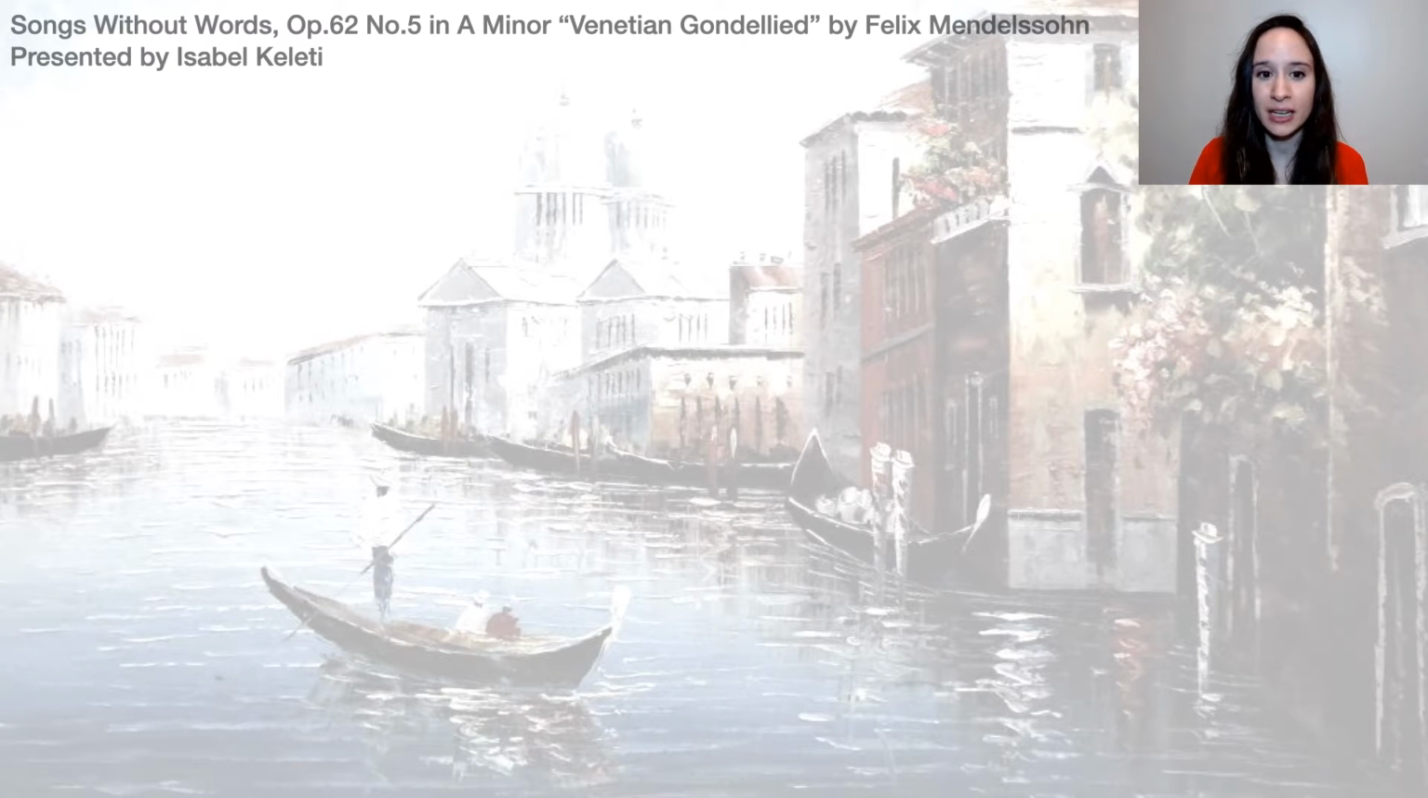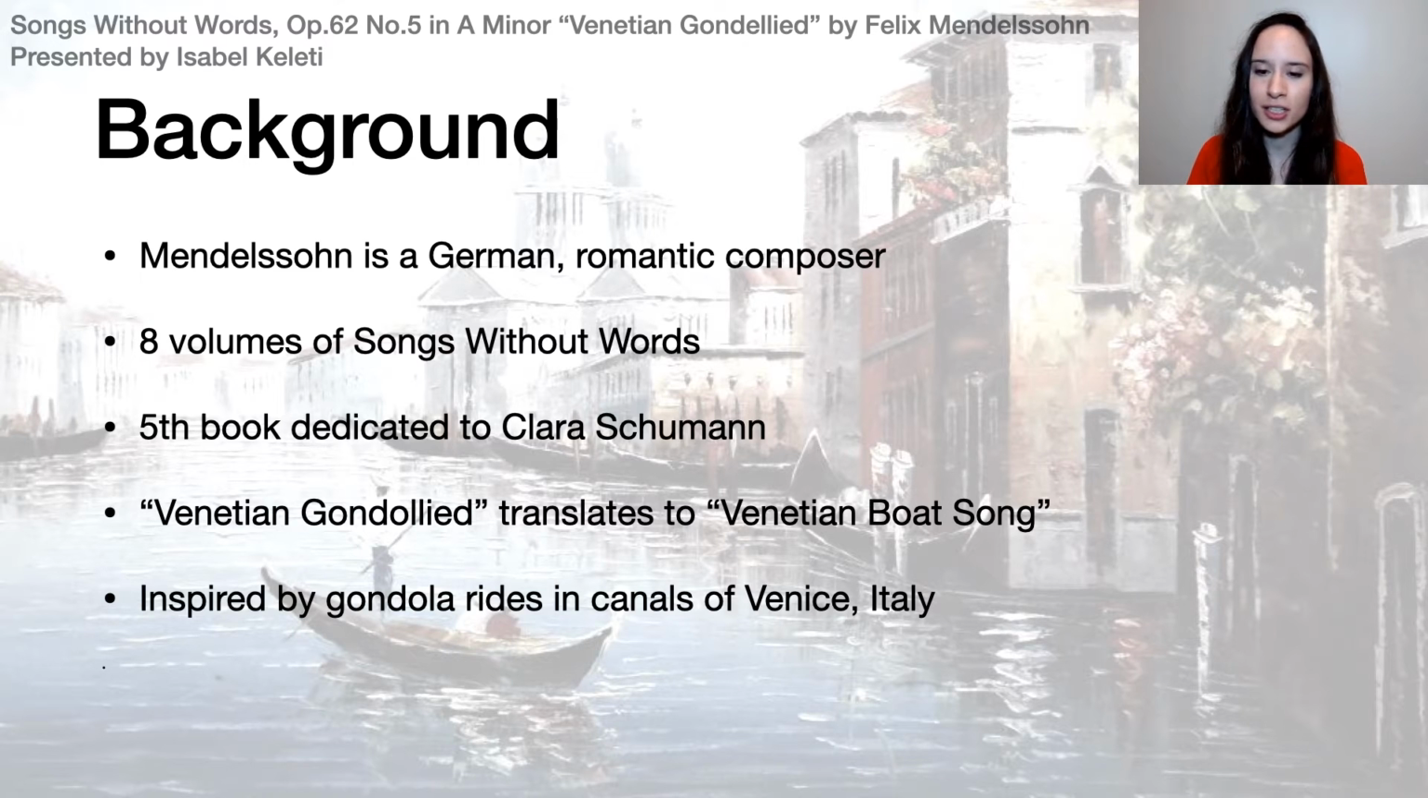Today I will present how I would teach Mendelssohn's Venetian Gondellied. When introducing a new piece, it's helpful to give some historical context. Mendelssohn is a German Romantic composer. This piece comes from his fifth book of Songs Without Words, which is dedicated to Clara Schumann. Mendelssohn coined the title Songs Without Words because it's clear he felt his music speaks for itself.